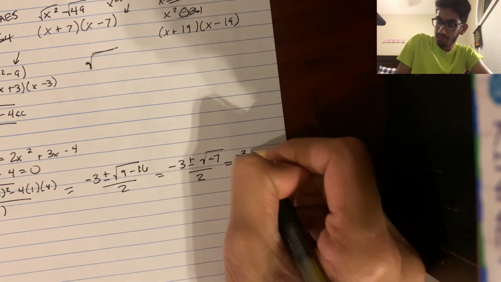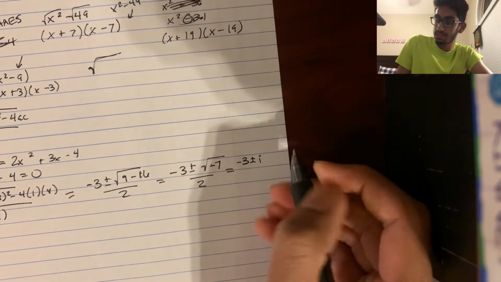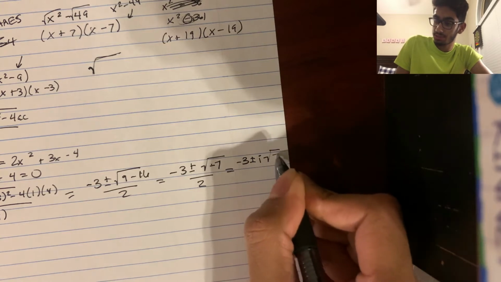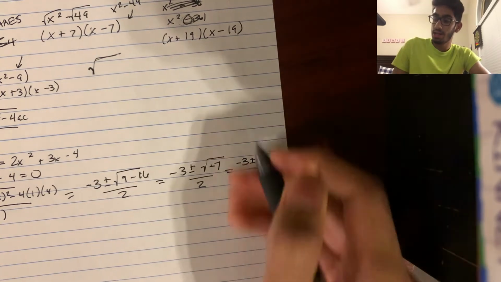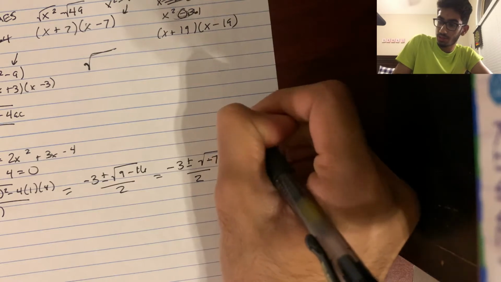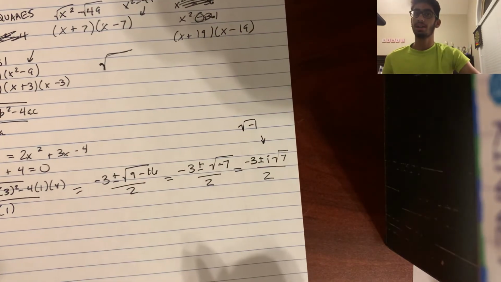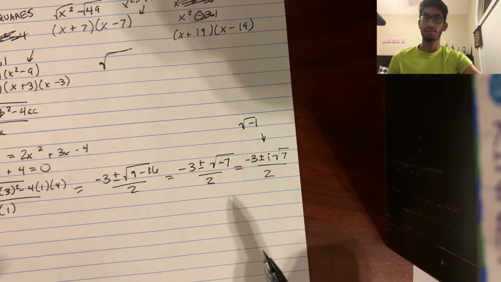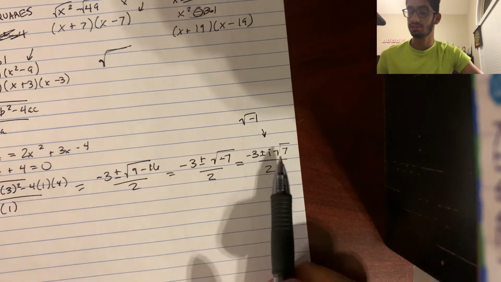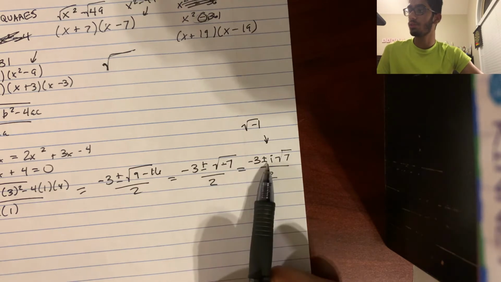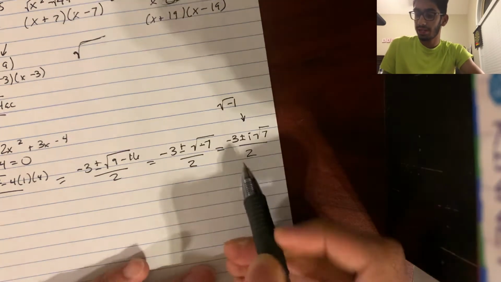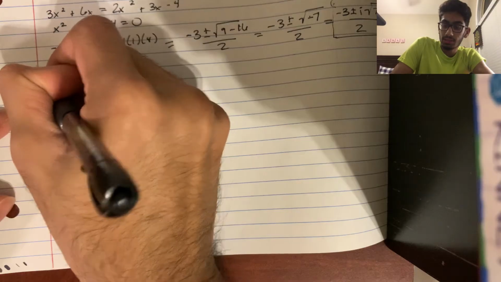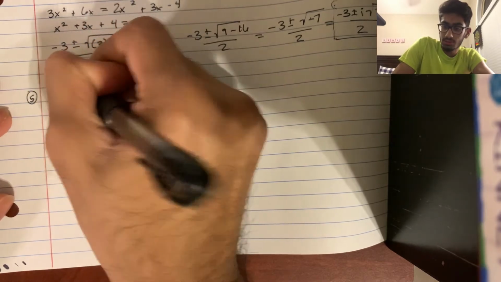Alright, so you have negative 3 plus or minus, and i is going to come out: i square root 7 over 2. And i just refers to the square root of -1. That's why it comes up as a domain error, because the calculators don't have i in their system, right? So we just have to put that the square root of -1 represents i. So this right here would be your answer. Let me just write i equals square root of -1.